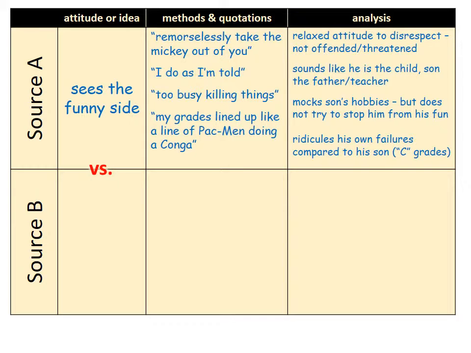Now each of these quotations gives us a particular attitude. So the first one about taking the mickey shows it's quite a relaxed attitude. It's not offensive. He doesn't mind the disrespect of his son. Doing as he's told, the attitude there is that he's more like a child than a father or a teacher, and he seems to be quite fine with that. The busy killing things is mocking his son's hobbies, but not trying to stop him from that, seeing it as just something that's a fun thing that teenagers do. And the line of Pac-Men that are the C grades, he's ridiculing his own failures and obviously suggesting that he thinks his son is better.